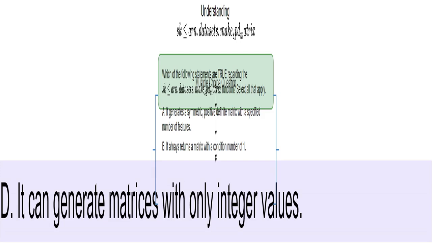This statement says that using the random_state parameter ensures that I get the same matrix each time I run the function with the same settings. This is because the parameter acts as a seed for the random number generator, controlling the randomness in the matrix creation. This statement claims the function can produce matrices containing only integers. I need to determine if that's a correct claim about the function's behavior.